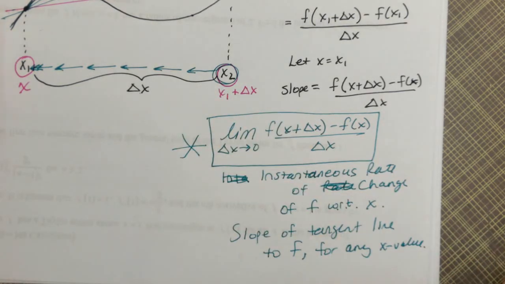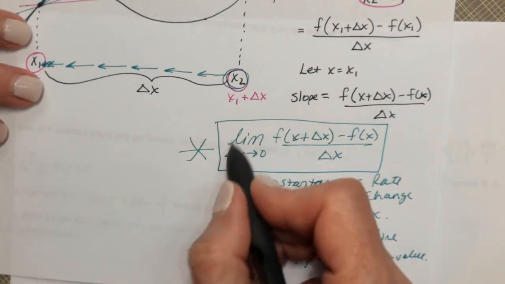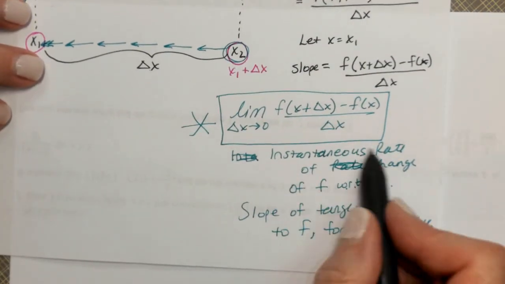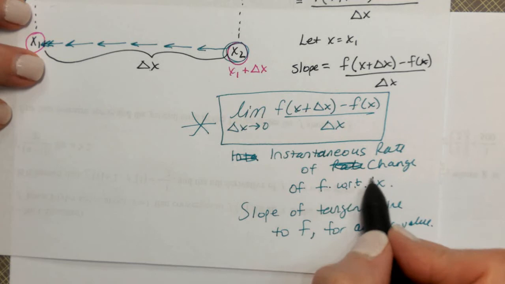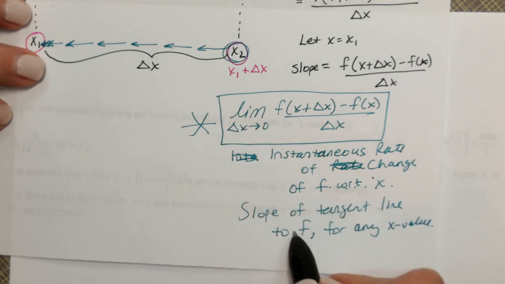That's a huge expression for us. It's a huge definition for us. So let me write it again more formally here. Okay, this is the definition, and we call that the derivative. We call the instantaneous rate of change of f the derivative. We call the slope of the tangent line to f the derivative of f.